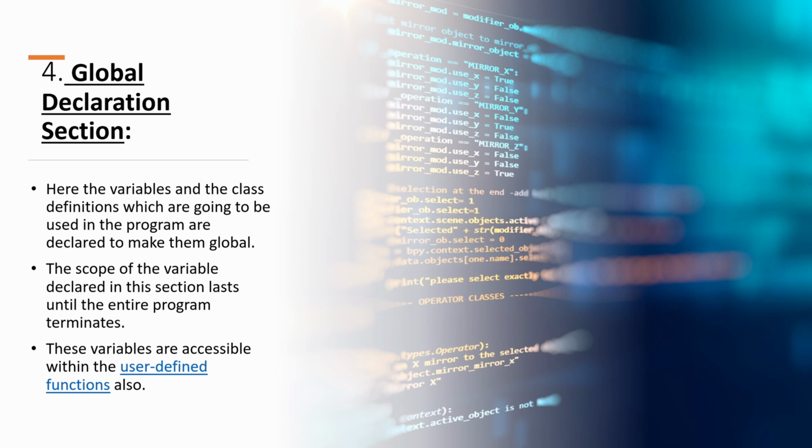So the variables and the class definitions which are going to be used in the program are declared to make them global. The scope of variables declared in this section lasts until the program terminates. The scope of the declaration will last until we terminate the program.